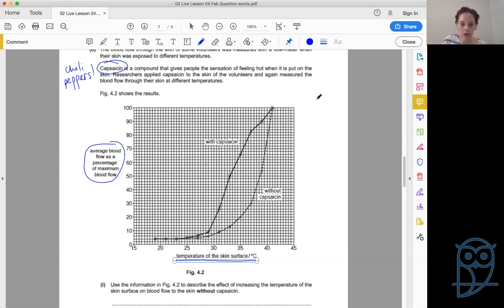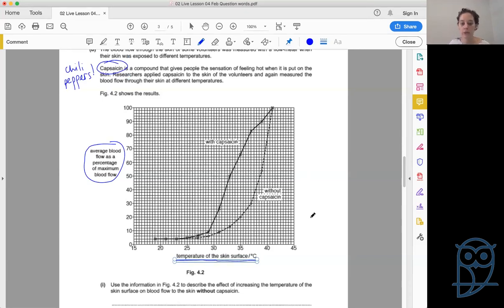Now let's look at what we got. We've got two lines on our graph, and they're labeled clearly without and with capsaicin. Okay, so we can see that they start out the same, but then with capsaicin has a steeper curve going up and our blood flow is increasing more than the without capsaicin.